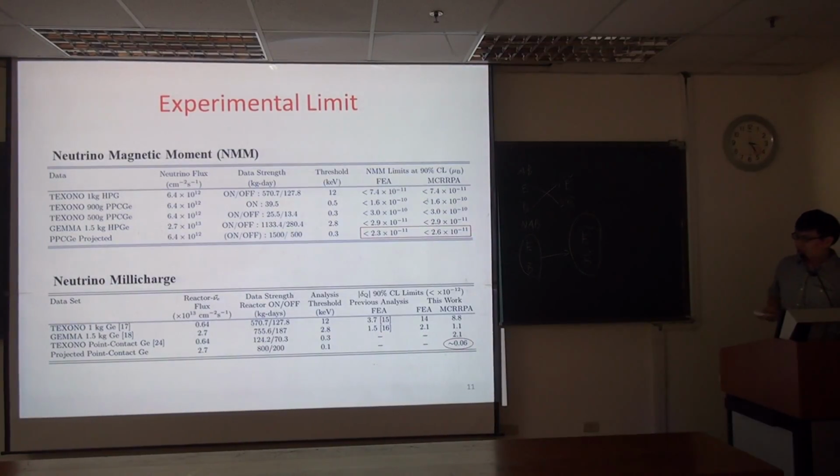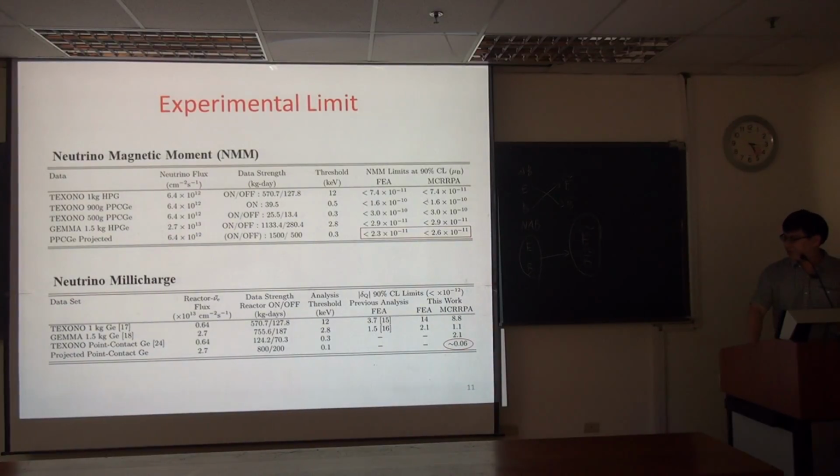We can see that for the magnetic moment, we can compare with the ordinary result. Our result is a little worse because our calculation is much smaller and a little tight. But for the millicharge, we can get about two orders of improvement on this upper bound.